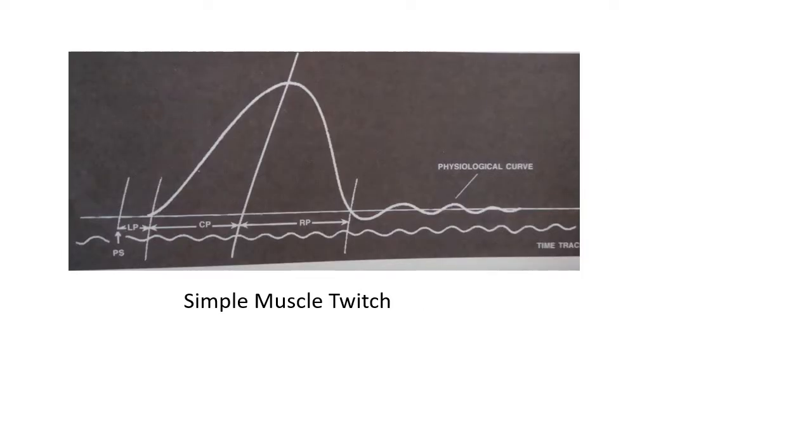Now, this is a graph of a simple muscle twitch or simple muscle curve. You already know about it, but this is just a little reminder. You can see here a point of stimulus, then a latent period, which is a period of latency between the point of application of stimulus and onset of contraction. Then there is a contraction period, and then a relaxation period, followed by a few physiological curves. These are all the basic things which you must know.